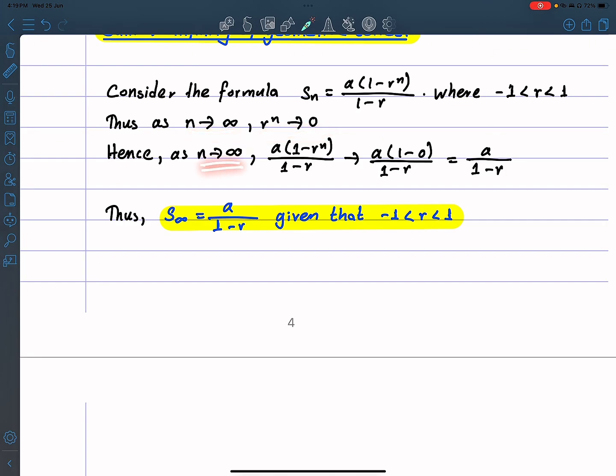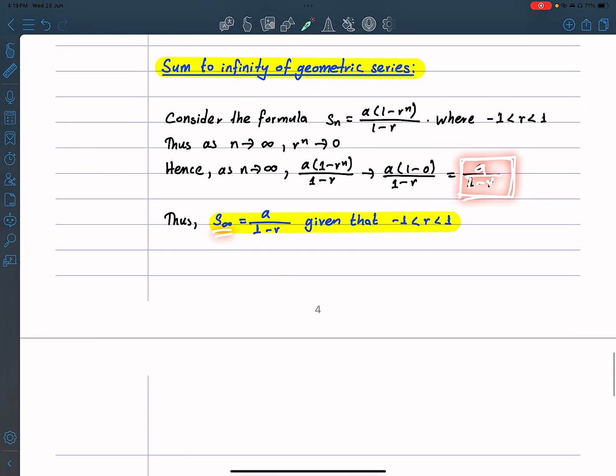Hence, as n approaches infinity, a times (1 minus r to the n) over 1 minus r would approach a times (1 minus 0), because r to the n would be 0, and the denominator would remain the same. And therefore, our geometric series formula would become a over 1 minus r. Therefore, the sum to infinity is equal to a over 1 minus r, given that r is within this range.